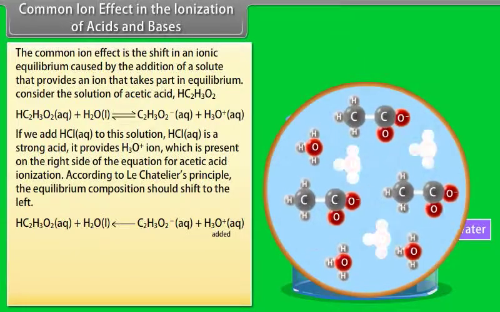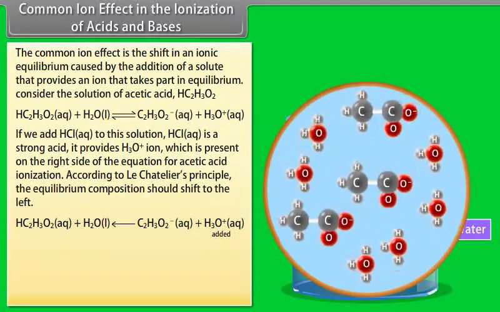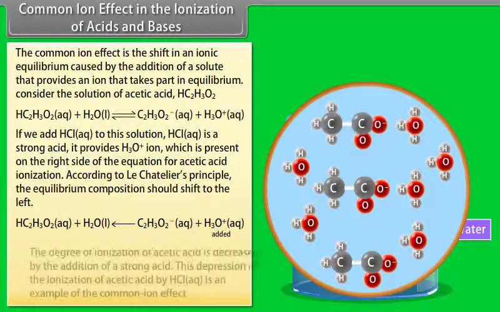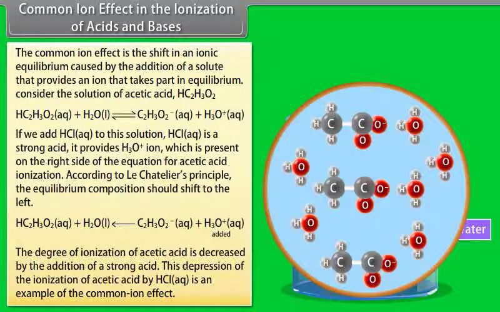It provides H3O plus ions, which are present on the right side of the equation for acetic acid ionization. According to Le Chatelier's principle, the equilibrium composition should shift to the left. The degree of ionization of acetic acid is decreased by the addition of a strong acid. This depression of the ionization of acetic acid by HCl is an example of the common ion effect.